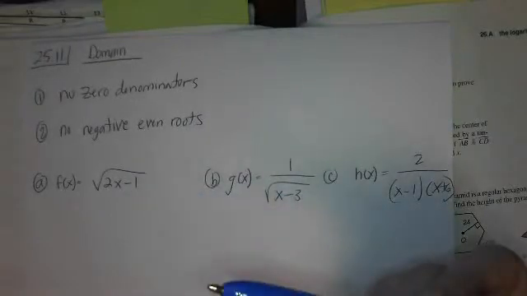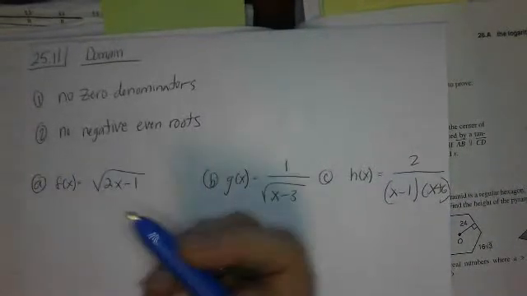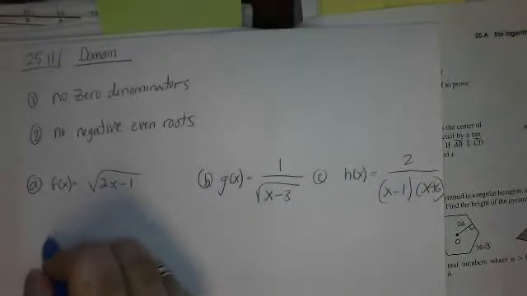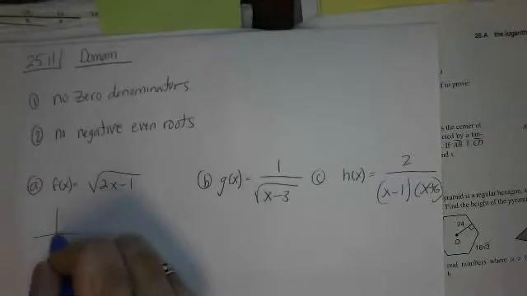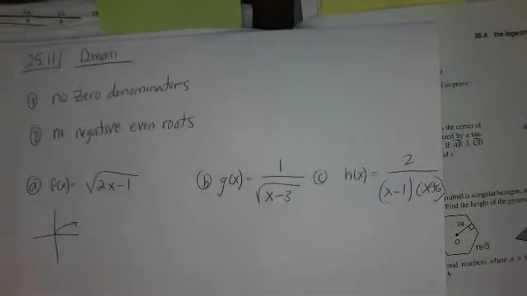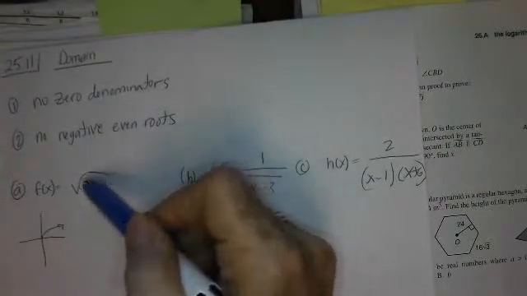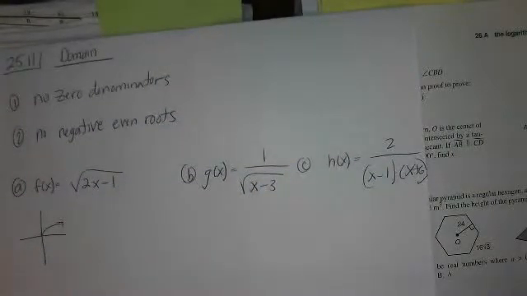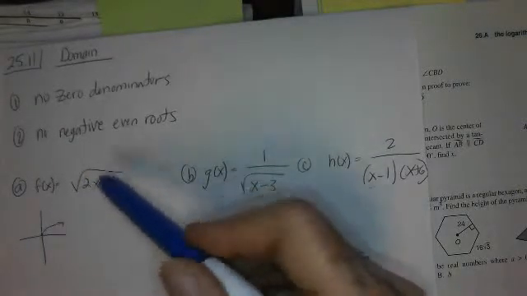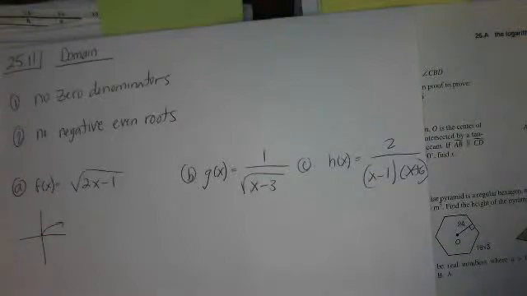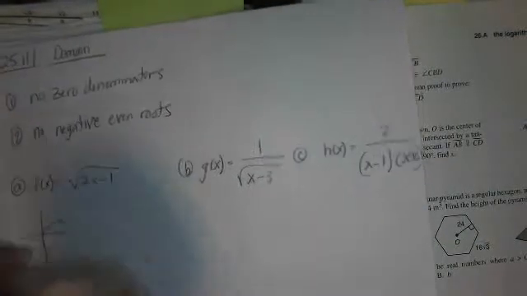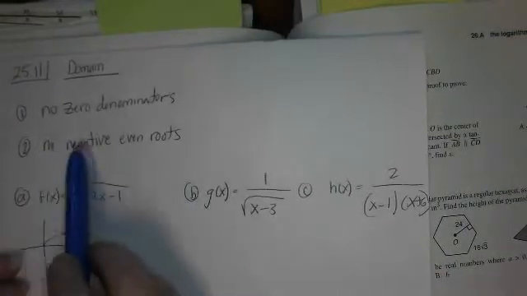This is a square root function, and you might already know that square root functions, because there's a little picture of the square root function I wrote on the wall, look kind of like that. So we know that there's something we can't have. Whatever's inside here can't be negative. No negative even roots.